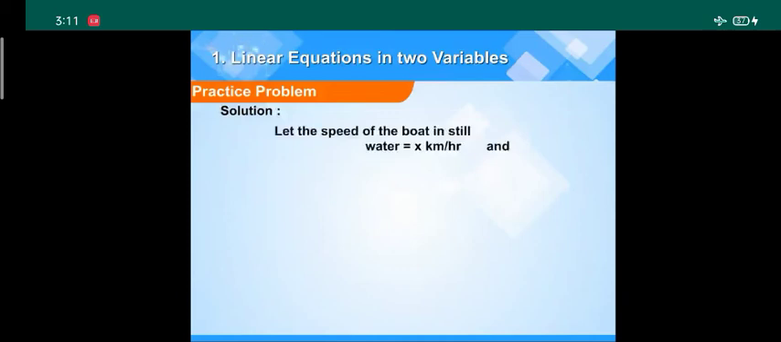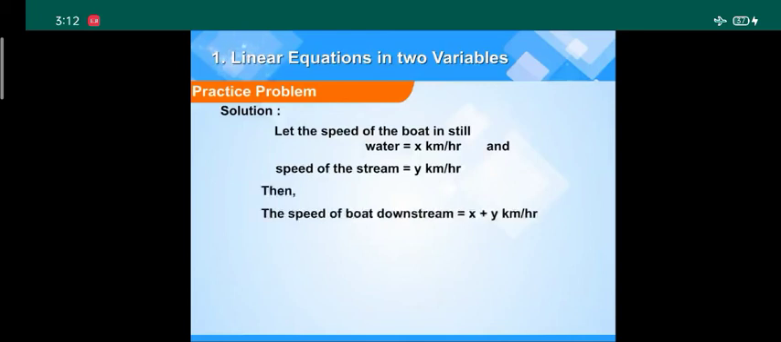Solution. Let the speed of the boat in still water is equal to x km per hour and speed of the stream is equal to y km per hour. Then the speed of boat downstream is equal to x plus y km per hour, and the speed of boat upstream is equal to x minus y km per hour.